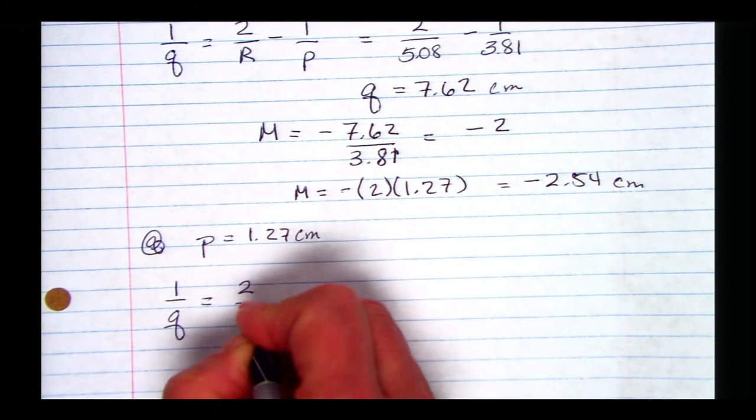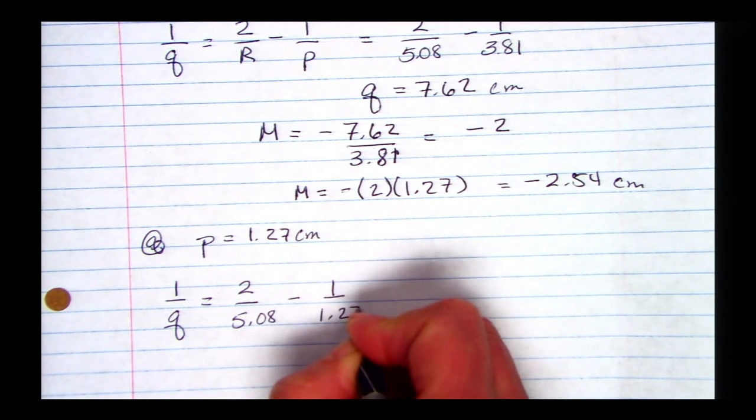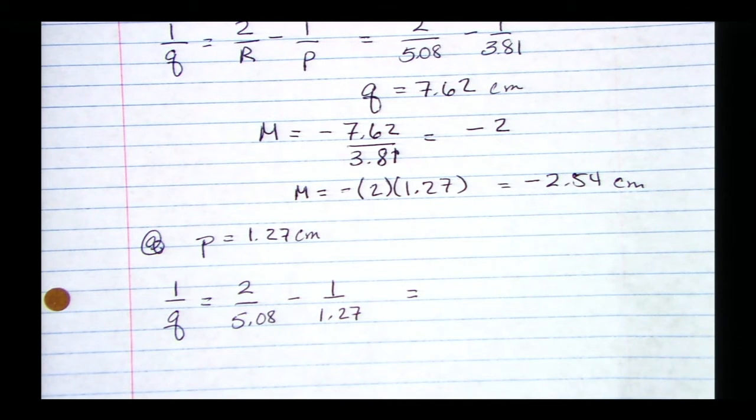I sat and drew the picture, but I didn't actually do the calculation, so let's do it. 2 divided by 5.08 minus 1.27 inverse. Do the inverse. Gives me a negative 2.54 centimeters for Q when I actually plug it into the calculator.